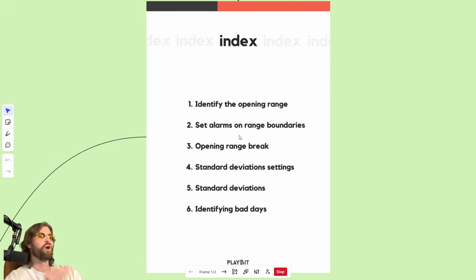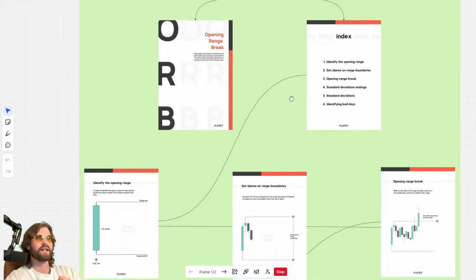So let's go through this. Index, what we need to do for ORB is identify the opening range, set alarms on the range boundaries, opening range breaks, so we'll define this, the standard deviations and the settings to find those, and identifying bad market conditions where you would not take it.